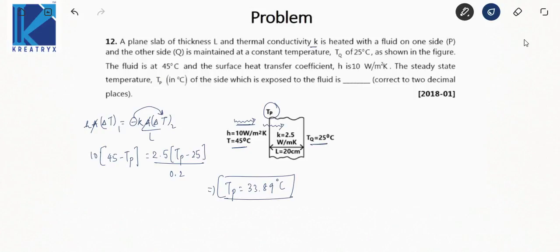So with this, I have solved the previous year questions of the chapter Conduction from Heat Transfer. The previous year questions from the year 2014 to 2018.